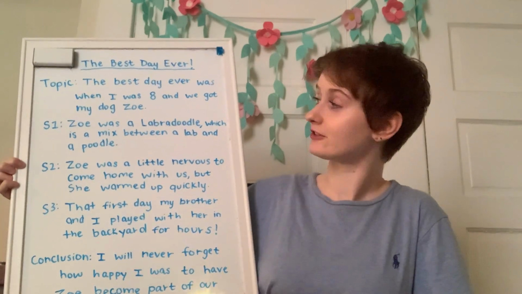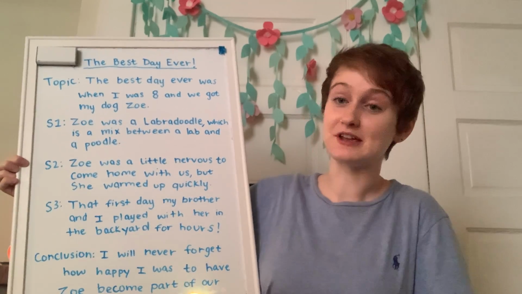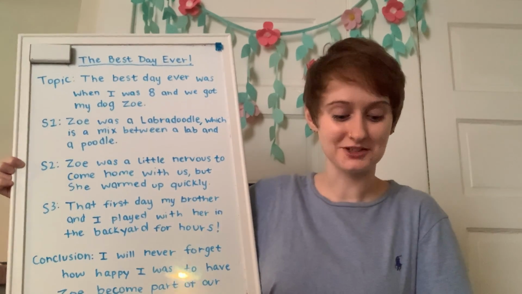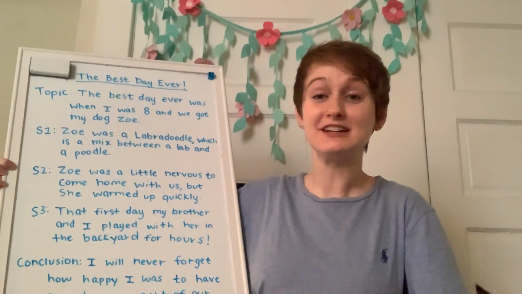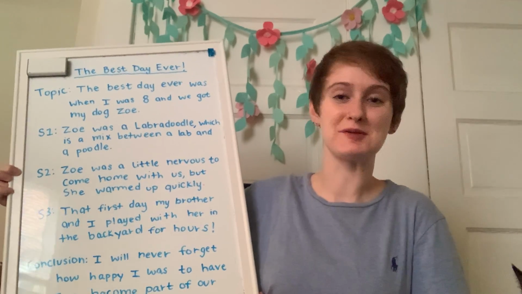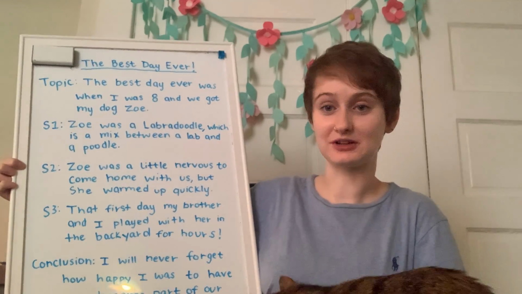My topic sentence says, "The best day ever was when I was 8 and we got my dog Zoe." This was a really happy memory for me that I immediately thought of when I was trying to think about the best day ever. So I went ahead and wrote about my dog Zoe. That was our topic sentence.